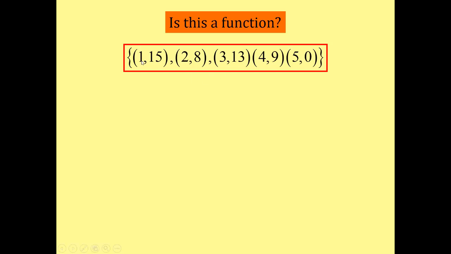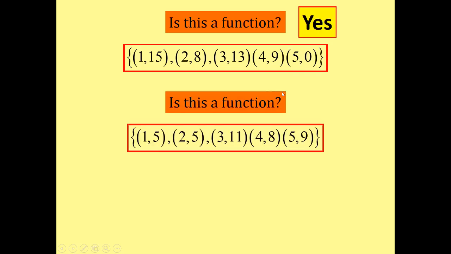Well, I'm looking at the first pair, and a 1 gives a 15. Do I see any other pair where 1 gives anything other than a 15? That is a function. Here's another one. 1 gives 5, 2 gives 5, 3 gives 11, 4 gives 8, 5 gives... Does any number on the left have a different answer? No, it doesn't. That's a function.